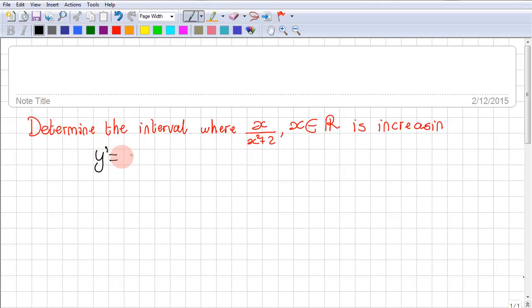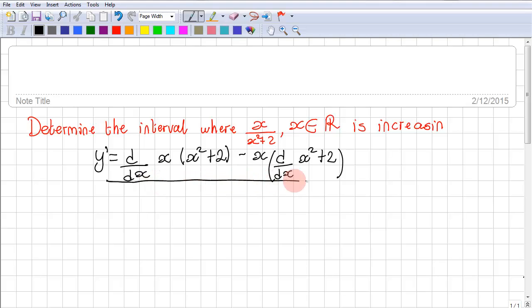So y prime is equal to the derivative of the top, which is x, times the bottom, which is x squared plus 2, minus the top, x, times the derivative of the bottom, which is x squared plus 2, all over the bottom squared, x squared plus 2 squared.